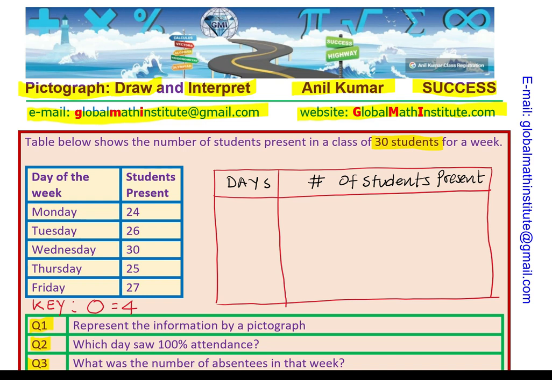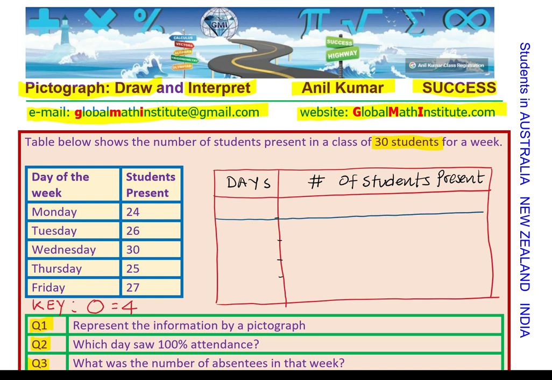Okay. So we have now the number of days. We have Monday, Tuesday, Wednesday, Thursday, and Friday. So I'm just drawing some lines to be within those lines. Easy to read. You see that? So Monday, Tuesday, Wednesday, Thursday, and Friday.